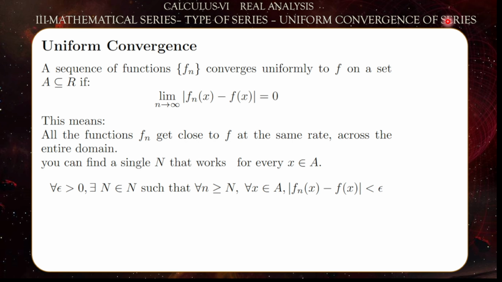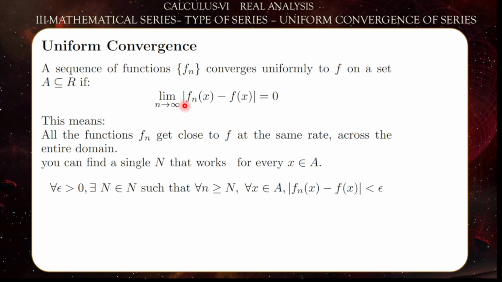Now let's talk about uniform convergence of series. What does uniform convergence mean? A sequence of functions fn converges uniformly to f on a set A, a set of values within R, within a larger domain, if the limit of |fn(x) - f(x)| as n approaches infinity is equal to 0.